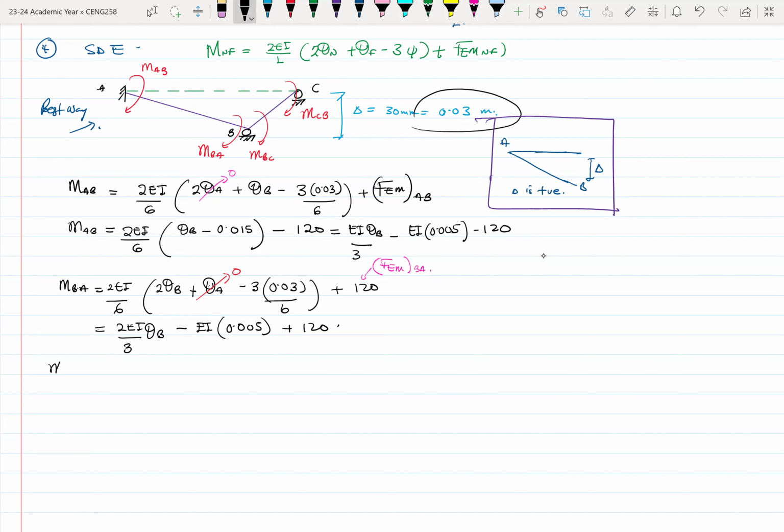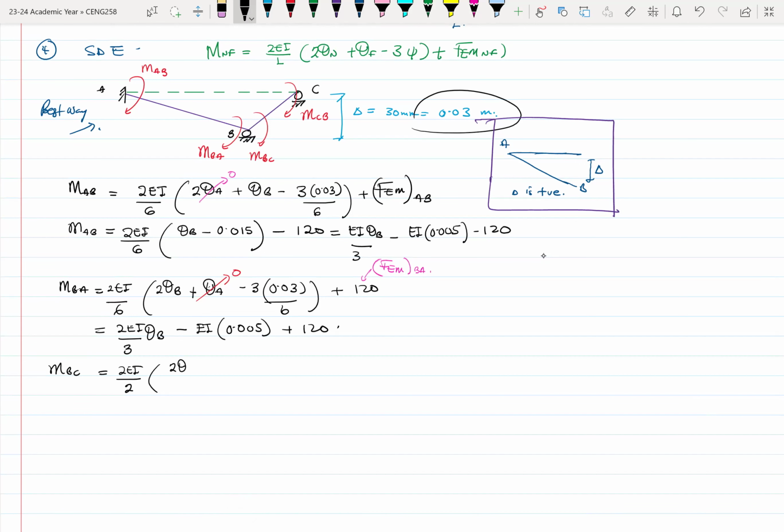We'll do the same for MBC. So MBC is equal to 2EI over the length; for member BC the length is 2 meters. Okay. So we get 2 theta B plus theta C minus 3 over 2. Then minus 15 for the fixed end moment at B. So this is the fixed end moment for BC.